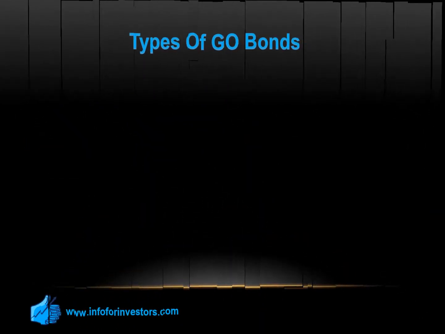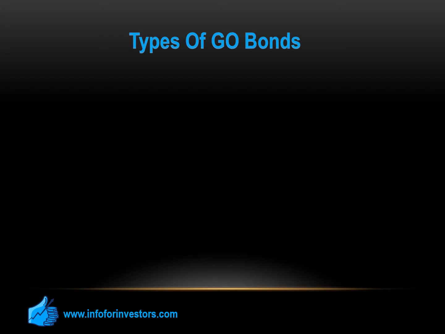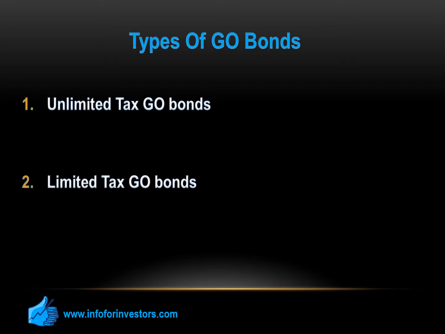Types of GO bonds. There are actually two subtypes of GO bonds. They are the unlimited tax general obligation bonds and the limited tax general obligation bonds. With unlimited tax GO bonds, the issuer pledges to raise taxes without limit for the purpose of servicing the bond debts. They have a broader taxable base because the issuer can use property taxes, sales taxes, or other ad valorem taxes.